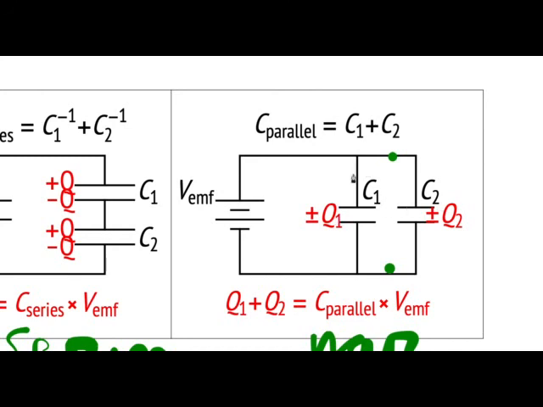So the upper charge, Q1 plus Q2, is the parallel capacitance times the voltage of the battery. So Q1 is C1V, Q2 is C2V. The right-hand side is C parallel times V. The V's cancel. C1 plus C2 is C parallel.